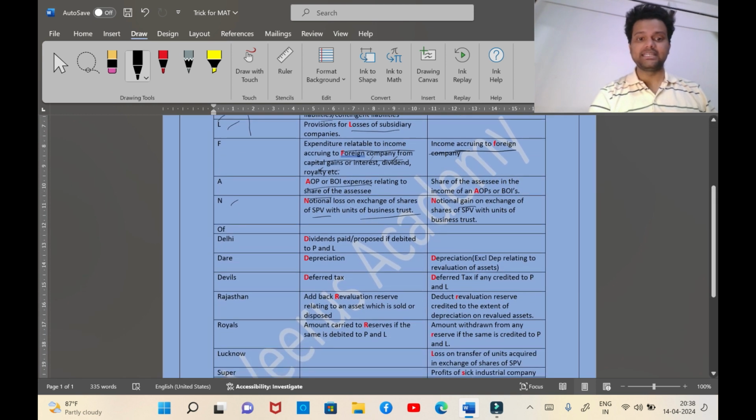Now DDD, Delhi Daredevils. So D means dividend paid or proposed, if debited to P&L.